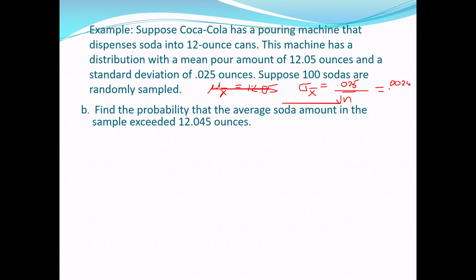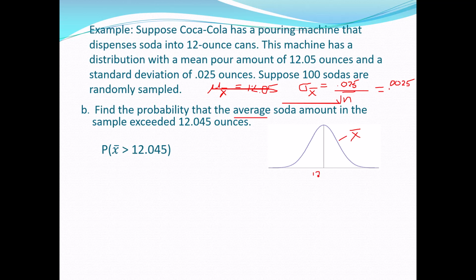And we know, because in this example we have 100 sodas, we're interested in the sampling distribution of X bar. We want to find the probability that the average soda amount in the sample, it's an X bar problem. So when I look at this statement now, before we were doing normal work, we were working with X's. Now we're working with X bar. So I'm going to label this as an X bar. But the way we approach it is very, very similar.